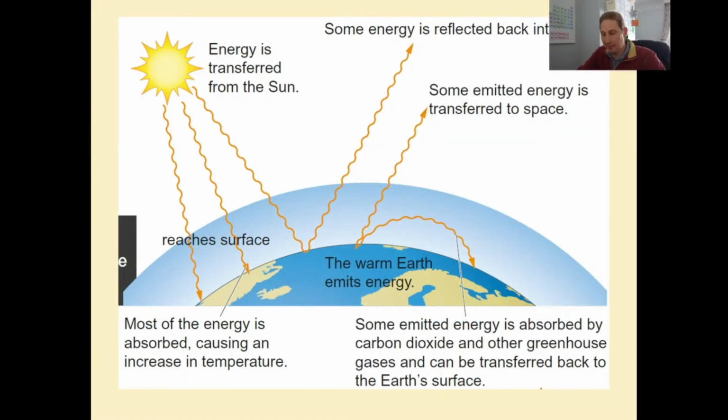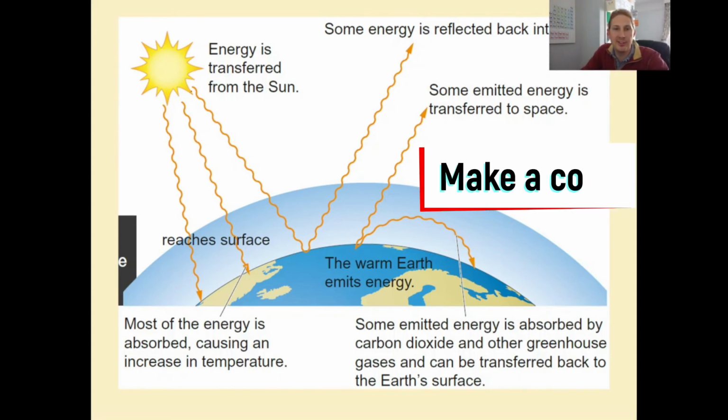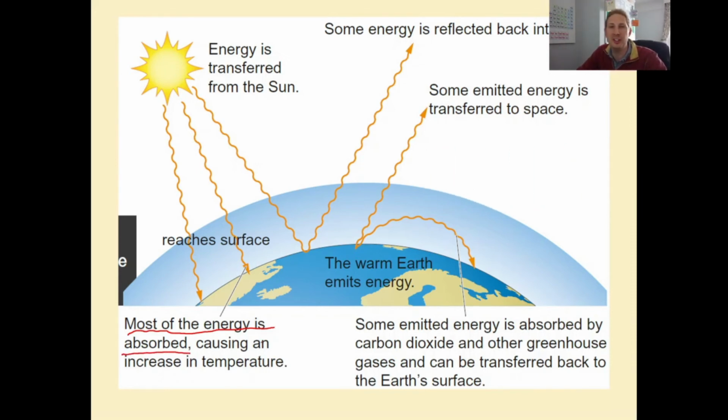So this is a simplified version of that diagram. Energy from the sun is transferred. It goes straight through the atmosphere and it reaches the surface. When it reaches the surface, most of the energy is absorbed, causing an increase in temperature of the Earth. So the Earth warms up, just like you lying on a sunbed and absorbing the sun's rays, or a car getting very, very hot by absorbing the sun's rays so that when you touch the belt buckle, it burns you.